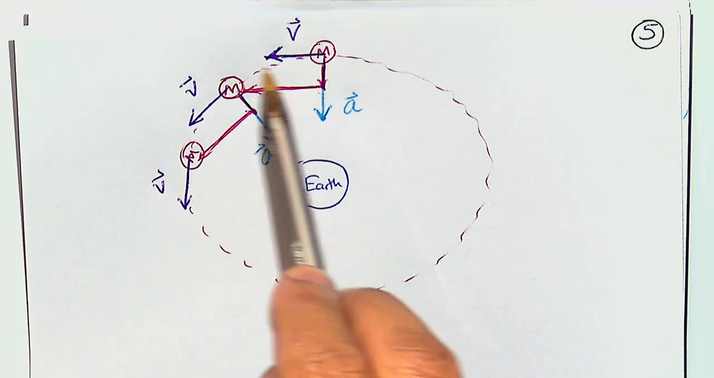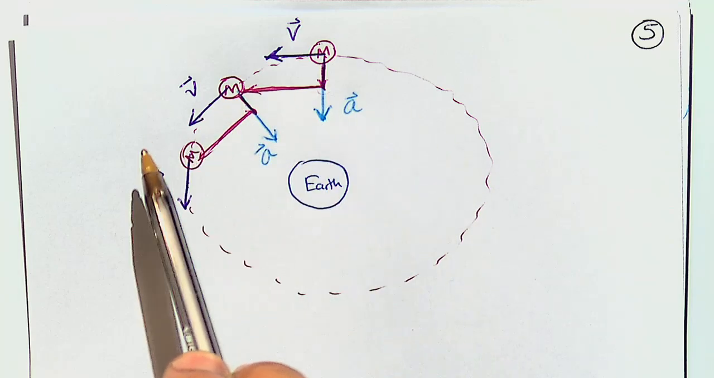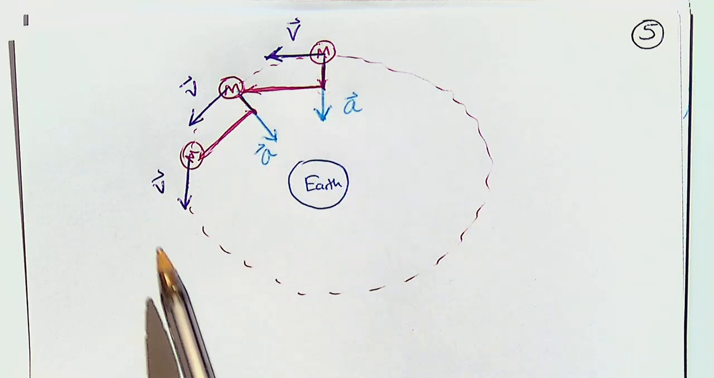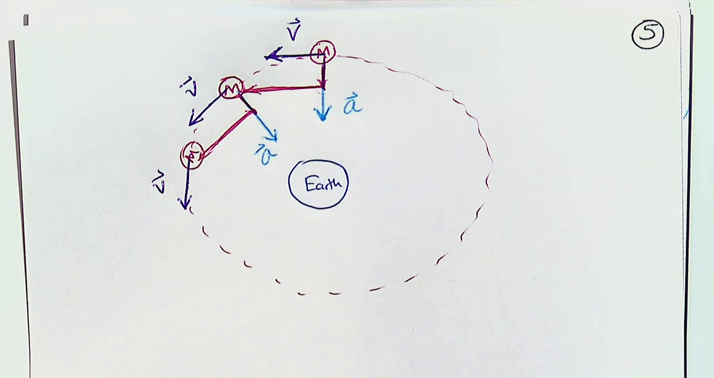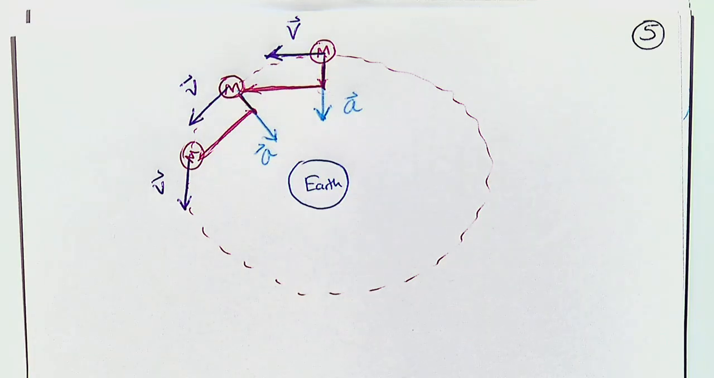Then the effect of gravity is that it will keep it going in a circle. It's like putting a tennis ball at the end of a string and swirling it around your head. That is what's happening. There is a force, of course, but there also has to be a velocity. Otherwise, this wouldn't work.